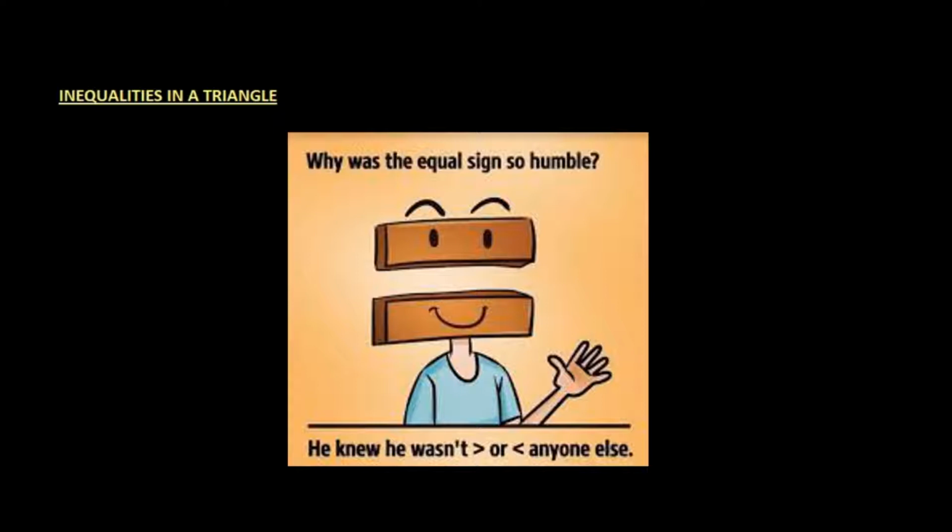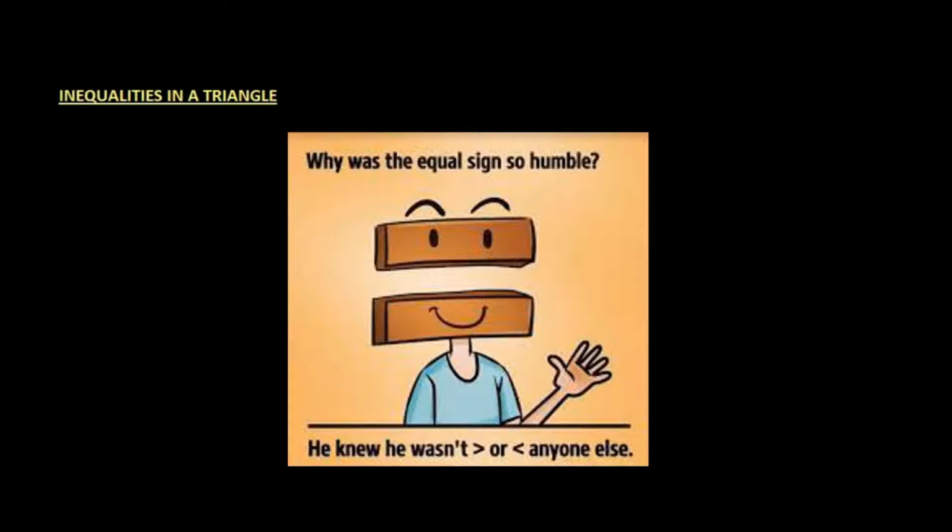We always love equality, and that's what this picture is saying. The equal to sign is always humble, and that's because it knows that it is not greater than anything or less than anything. So that's a wonderful thing. We love humble things, we love humble people, and that's why we like equality.